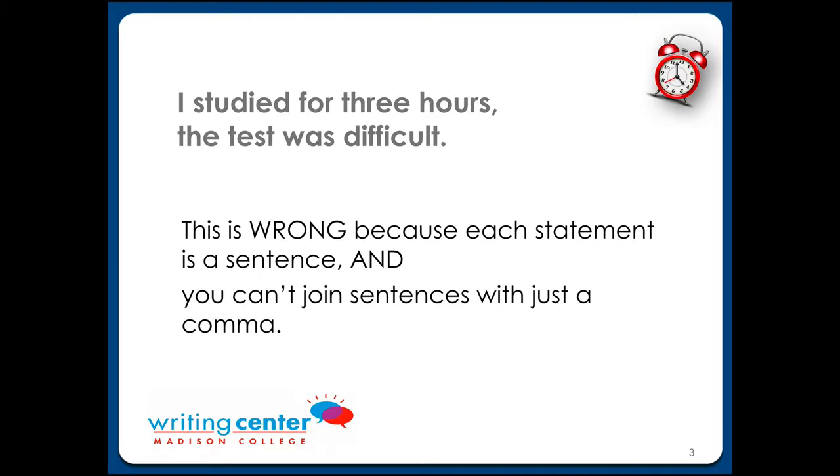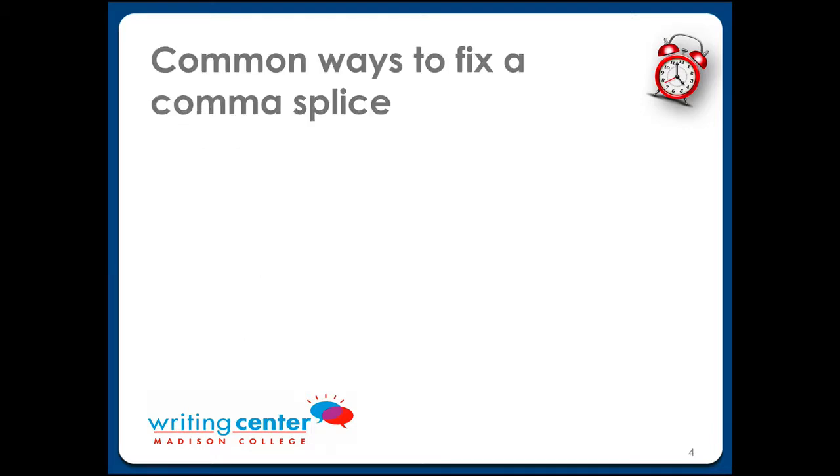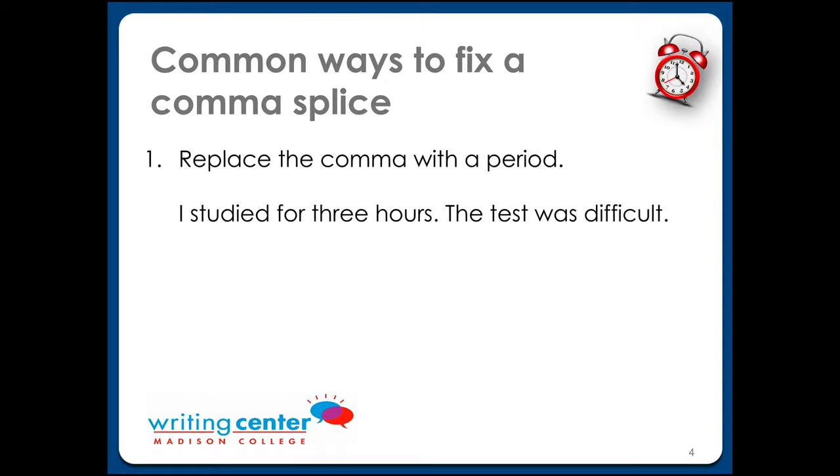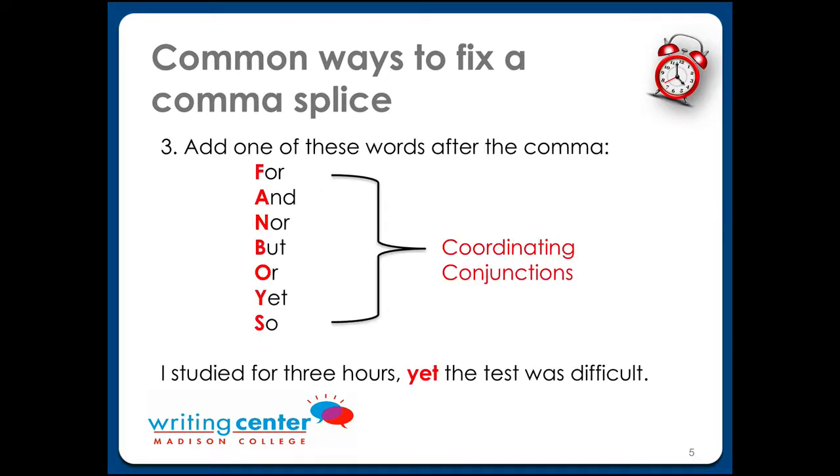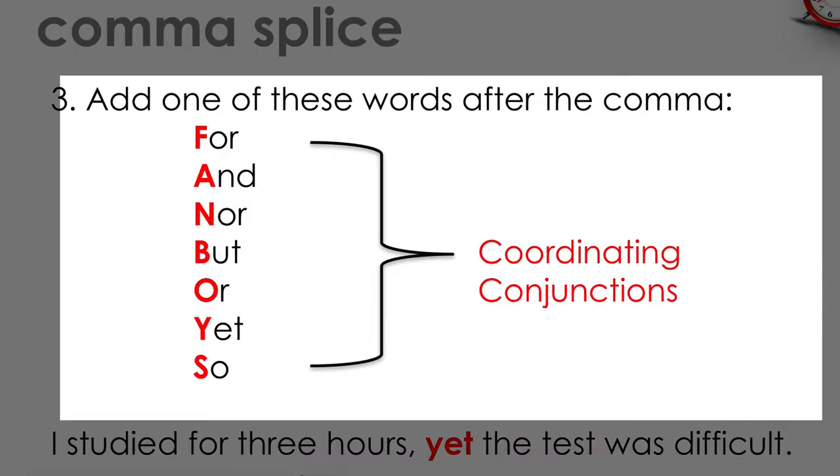Well, Suzanne, there are many ways to fix comma splices. Let's look at the 3 most common ones. I like it. The quickest fix is to simply change the comma to a period, like you see here, or a semicolon, like you see here. Another way to fix the sentence is, after the comma, you can use a word to join the two sentences. Here is a specific group of words.